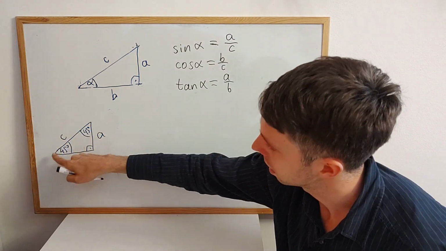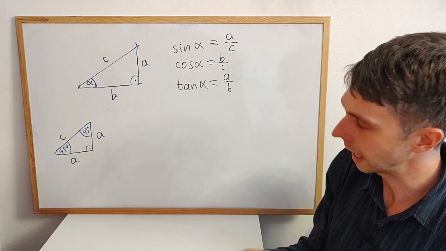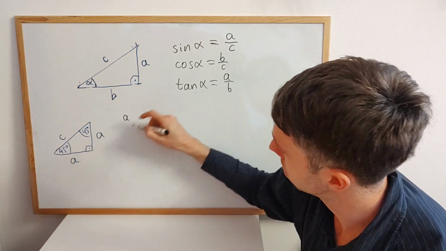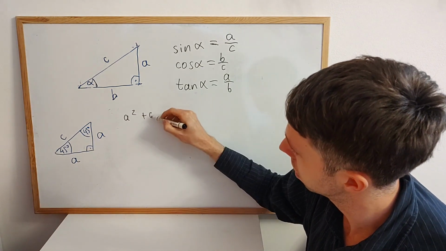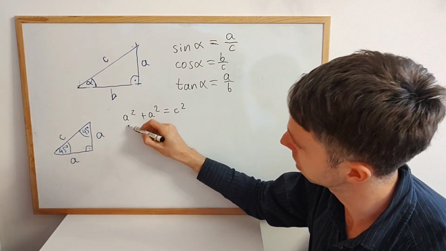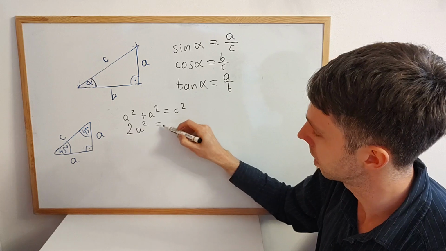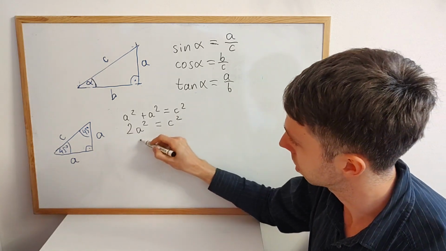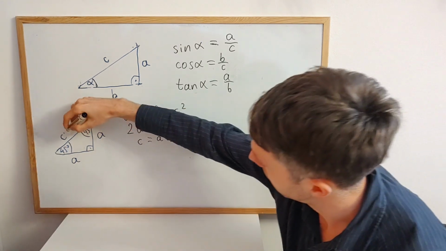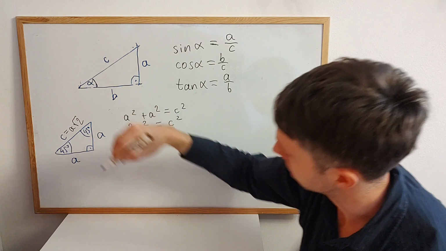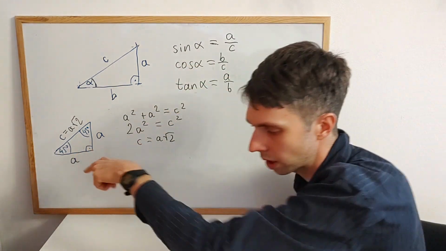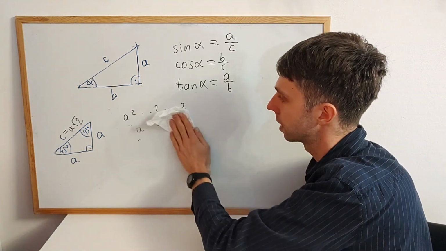So this hypotenuse C, you can get it from the Pythagorean theorem, right? So A squared plus A squared is C squared. So this is A squared plus A squared. Here you have two A squared. 2A squared is C squared. So C you just square root and you get that C is A times the square root of 2. Okay? So now you can calculate sine, cosine and tangent of angle 45 degrees.